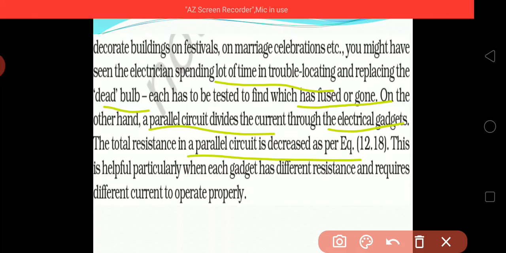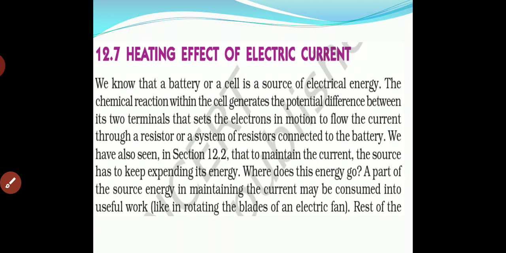particularly when each gadget has different resistance. When each of them has different resistance, at that time also this is very helpful, and they require a different current to operate properly. So they will need different current for that.